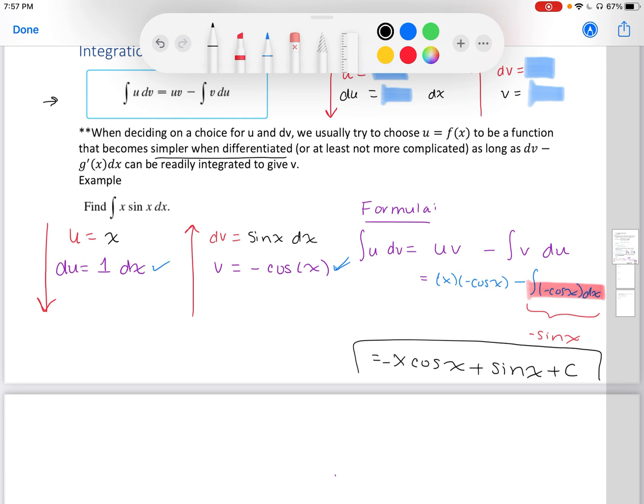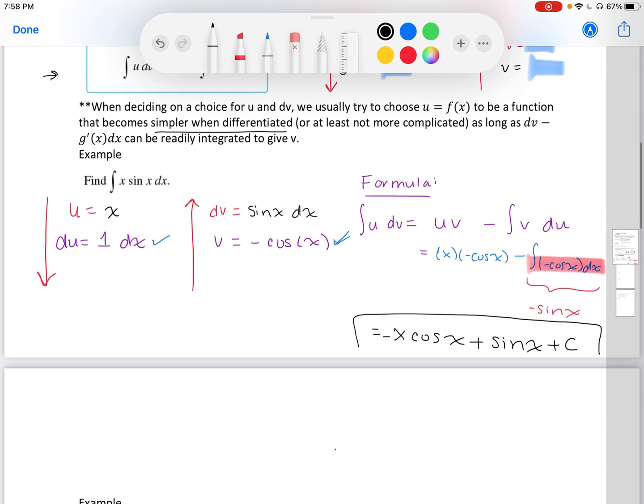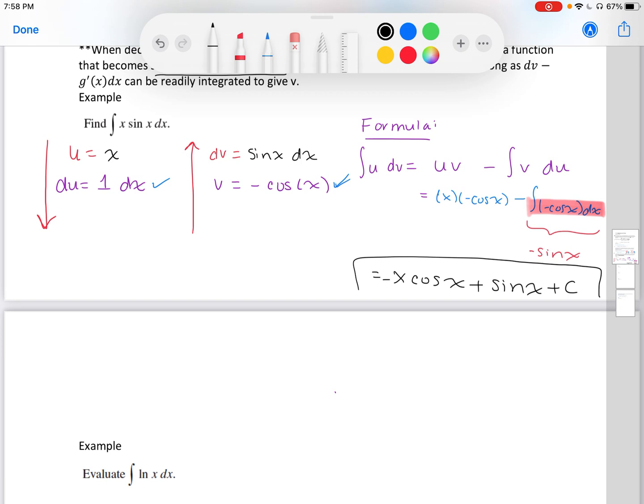Now, I was looking online to see if there's any tricks to help us keep track of which one should be our u and which one should be our dv. So which one should we differentiate and which one should we integrate? Now with practice, I'm sure you'll develop a sense of it, but a trick is, remember this phrase, and this tells you whichever comes first should be your u.